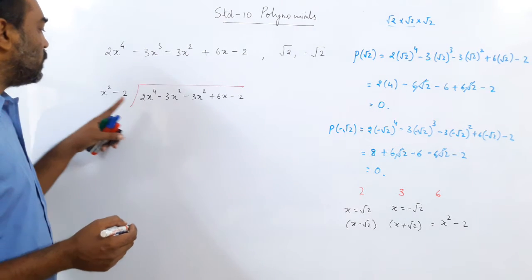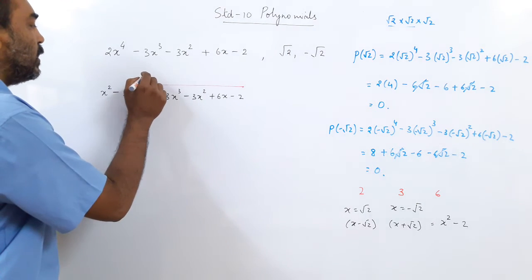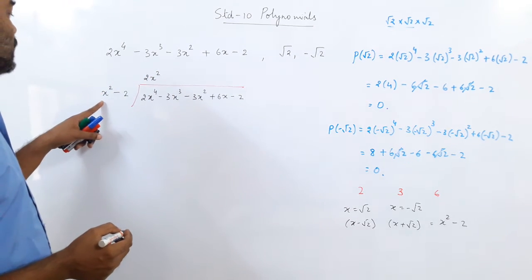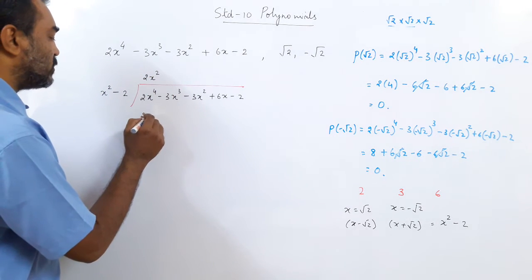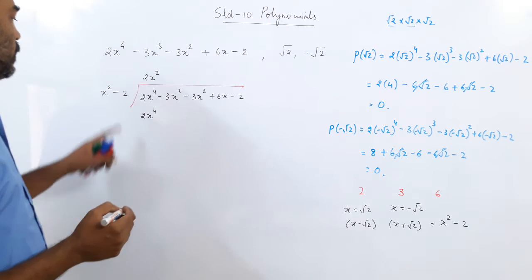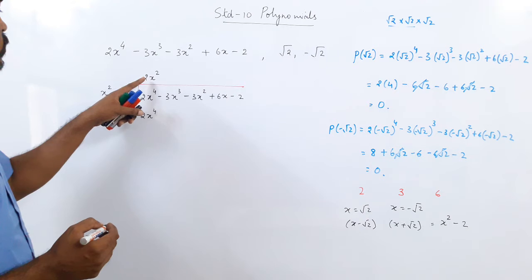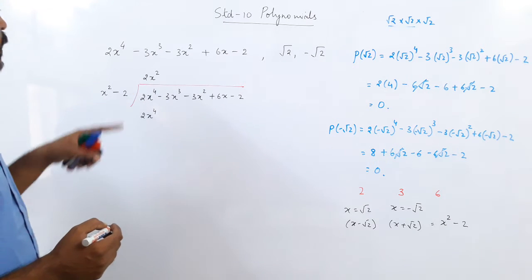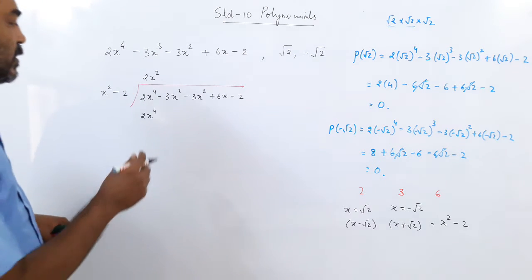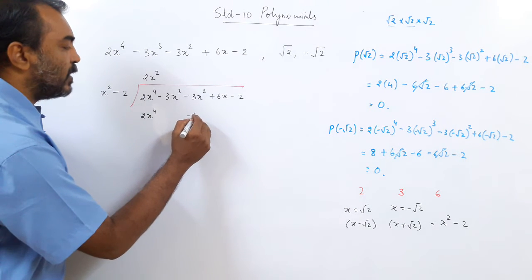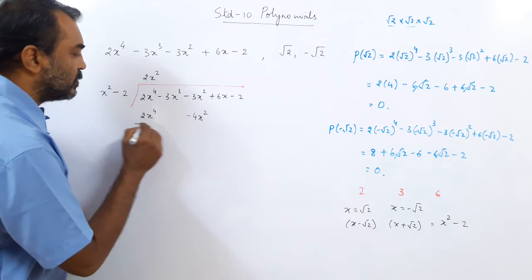Now how does x square become 2x raised to 4? I'll multiply by 2x square. So 2x square into x square will give me 2x raised to 4. But minus 2 into 2x square, we have to multiply with this also. So 2 2s are 4x square. So I get minus 4x square, which I will not write here because this is the x cube. I have to write it over here, minus 4x square.